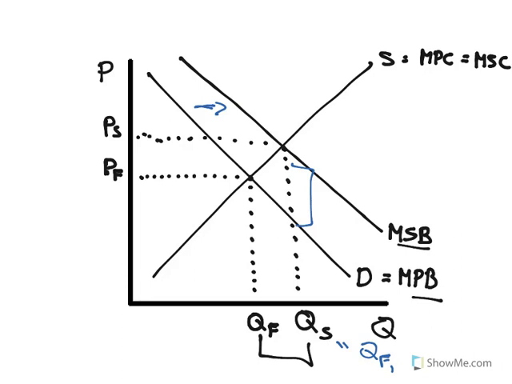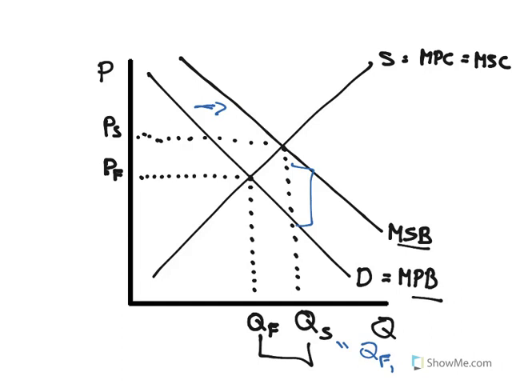So the way to fix a positive externality is with a per unit subsidy. Remember, you can't do a lump sum subsidy, because a lump sum anything won't move a marginal curve. You need a per unit subsidy, tax, whatever, to move the curve.